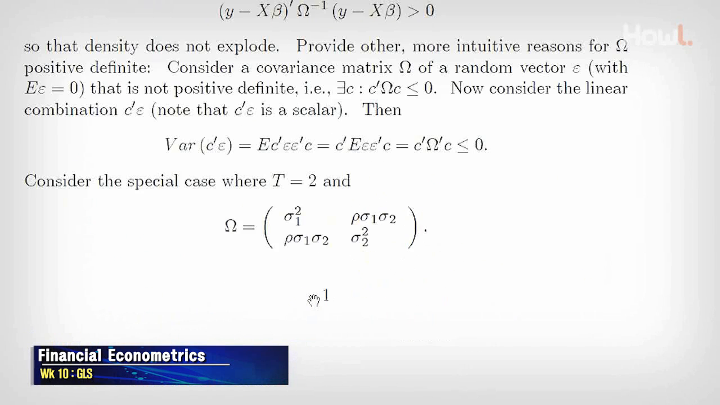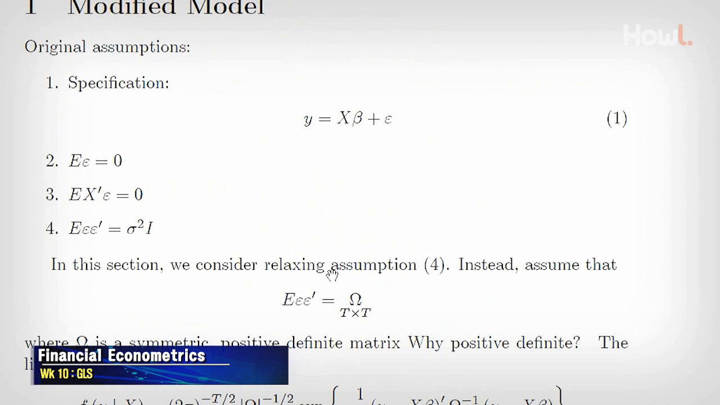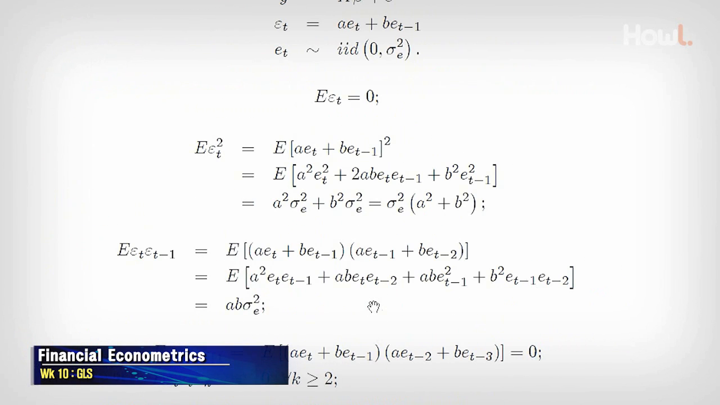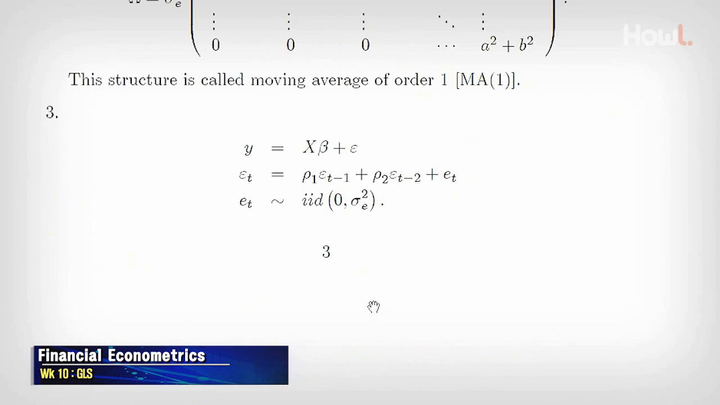Any questions until now? So this kind of generalized error structure, omega, can happen because of many reasons. And now the next question is, when the error term has expected value of epsilon epsilon prime equal to omega, how do we estimate that?